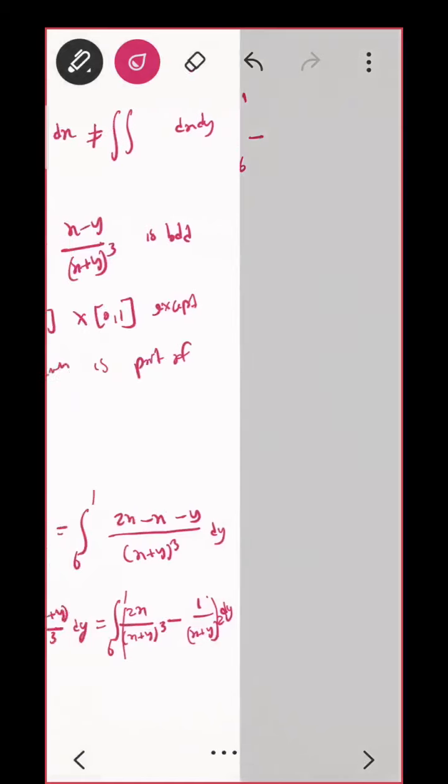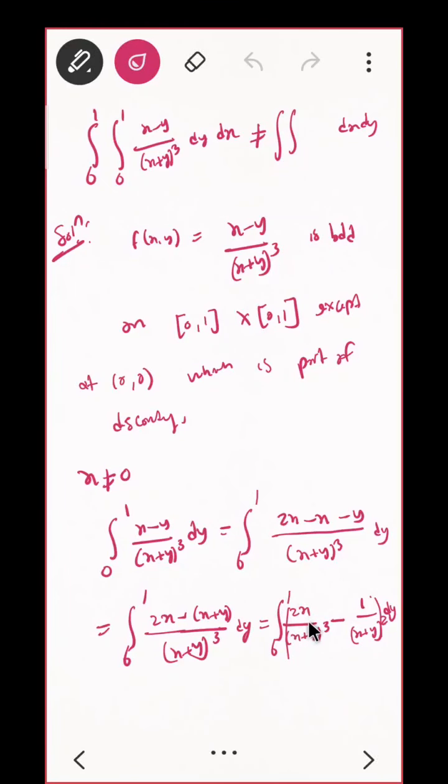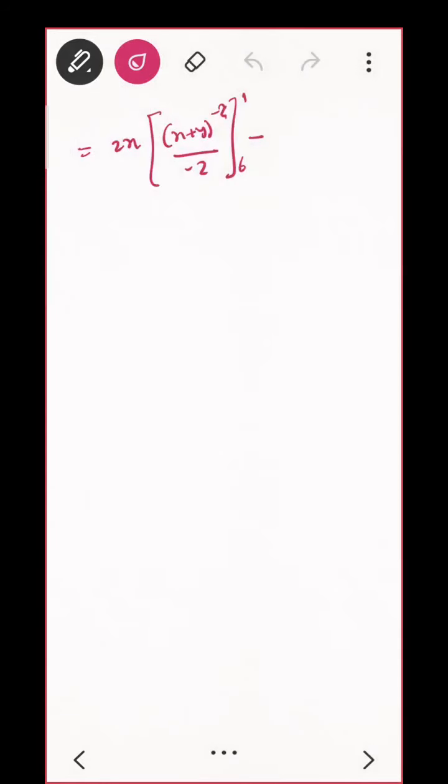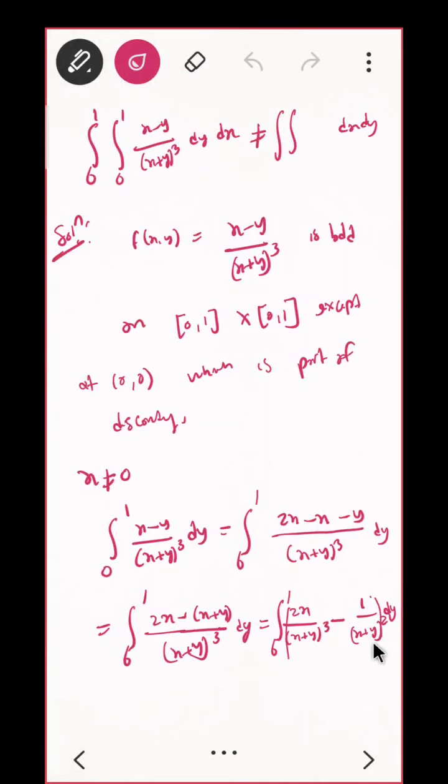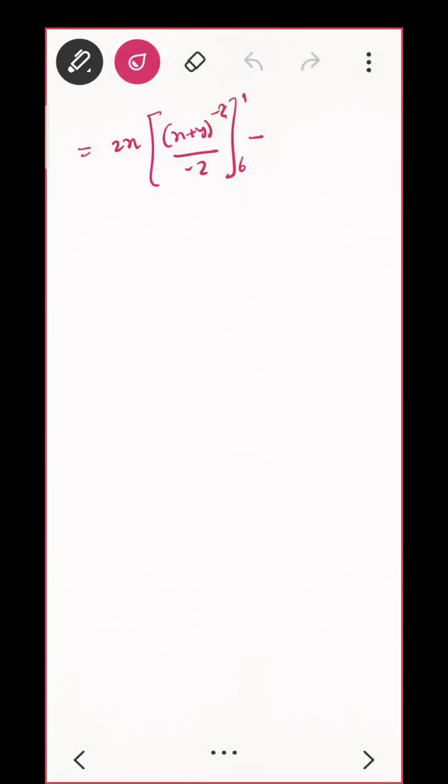Is it clear? I am taking 2x outside, 1 upon x plus y the whole cube is actually x plus y raised to minus 3, that is minus 3 plus 1, that will become minus 2 upon minus 2. Same in the second part. 1 upon x plus y the whole square is actually x plus y raised to minus 2, minus 2 plus 1, that is minus 1. So that will be x plus y raised to minus 1 upon minus 1 between 0 to 1. Yes, what is the answer? Anybody? Did you get the answer?